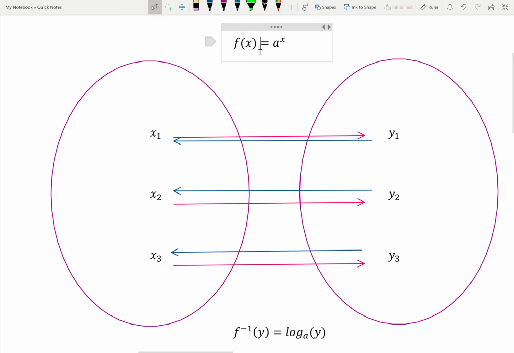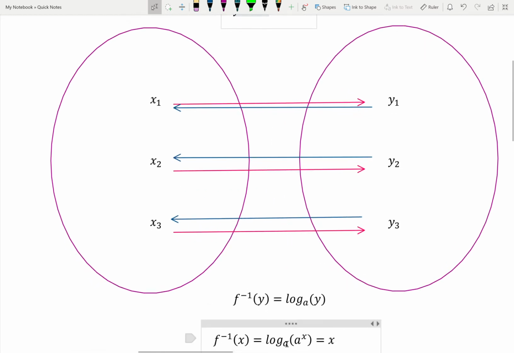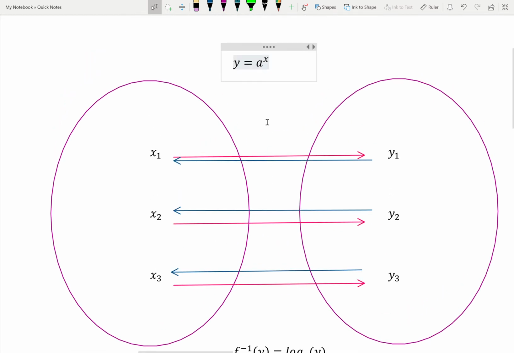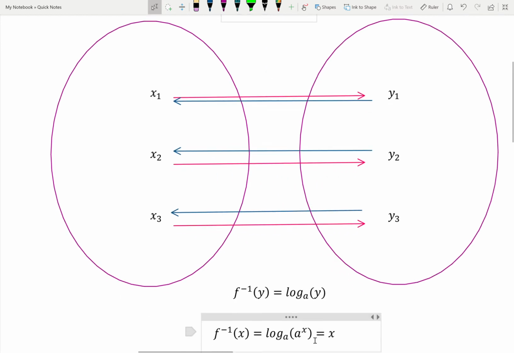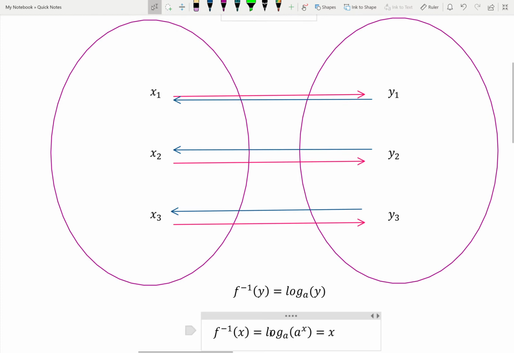Another way of saying f of x is calling it y, right? So if I have y equals a to the x, then log base a of y can be rewritten as log base a of, remember, y equals a to the x. So log base a of a to the x. If you have something that looks like this, log base a of a to the x, this log base a and this a here all cancel out or undo themselves, and all you're left with is just an x, whatever's in the exponent right here.